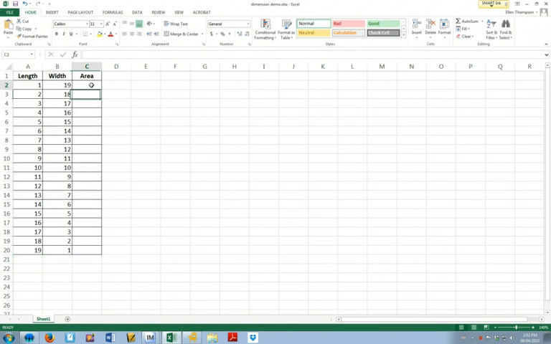So area I can just do using a formula. So area is going to be length times, but not what I wanted. Okay, so there's our 19. If I fill it down, those are the areas. Okay, so take a look at the numbers.